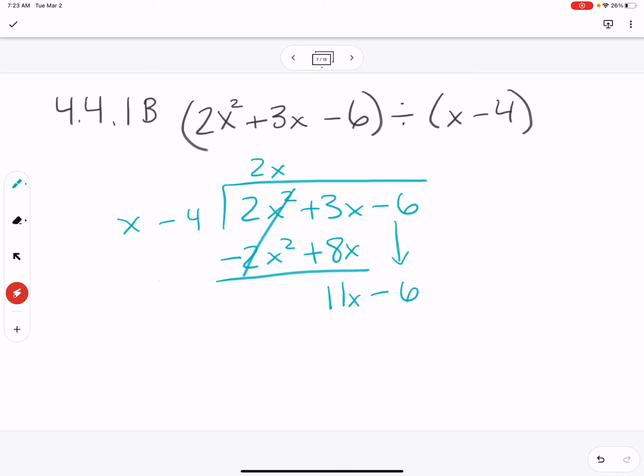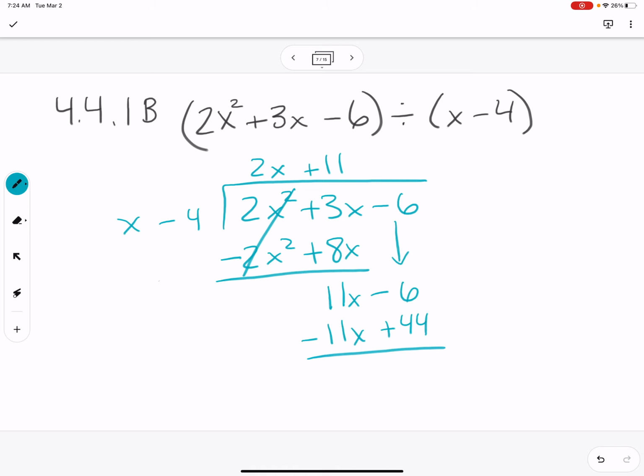Now again, we're back to asking ourselves, x times what will give me 11x? Well, x times 11 will give me 11x. So now I'm going to multiply both of these by 11 and put our answers down here. So x times 11 gives me 11x, and negative 4 times 11, that gives me negative 44. Now, again, I have to change those signs. So this becomes negative, this becomes positive.